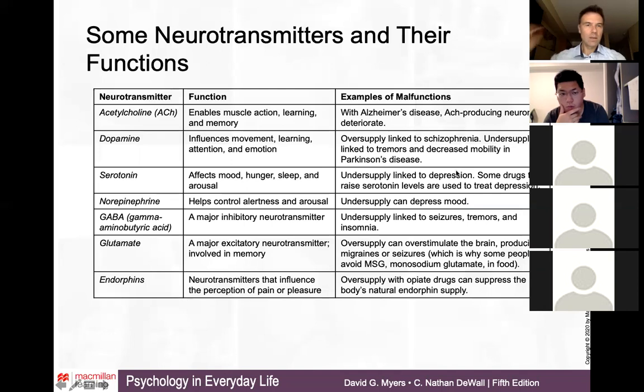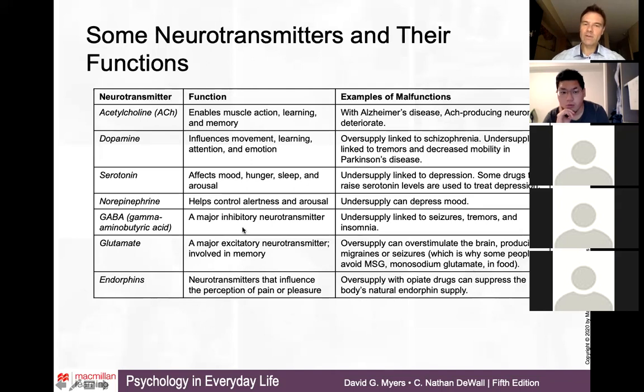So here are just a few neurotransmitters: dopamine, acetylcholine, serotonin, norepinephrine, GABA, glutamate, endorphins. We have just talked about endorphins. They influence the perception of pain and pleasure. Glutamate is a major excitatory neurotransmitter, also involved in memory. Oversupply can overstimulate the brain, producing migraines or seizures, which is why some people avoid MSG, monosodium glutamate, in food, because it affects them negatively.